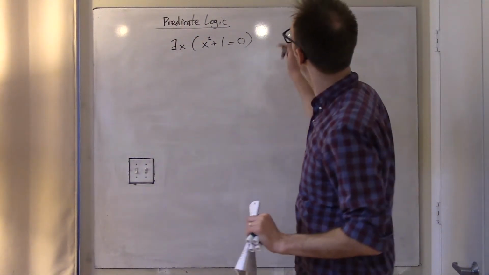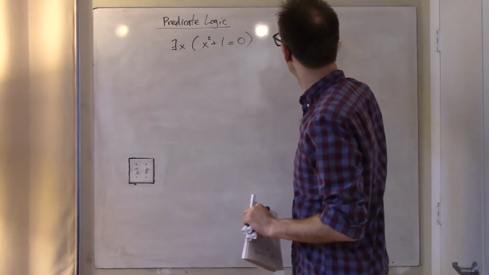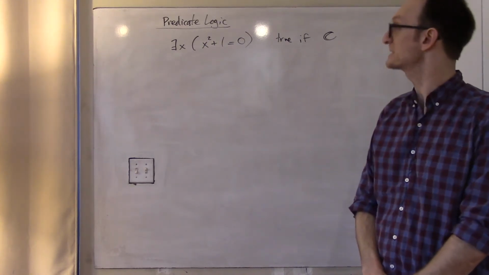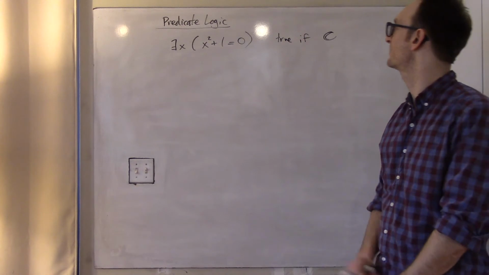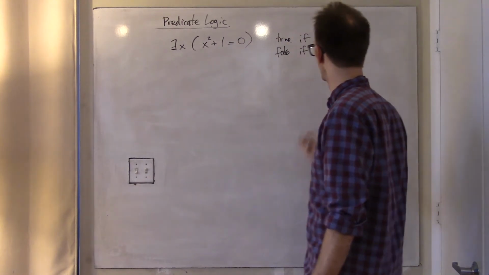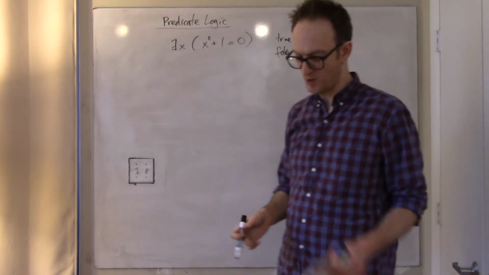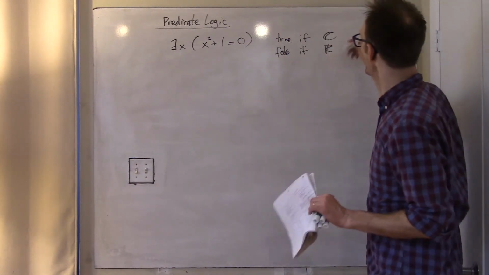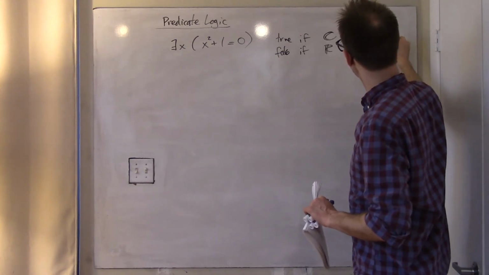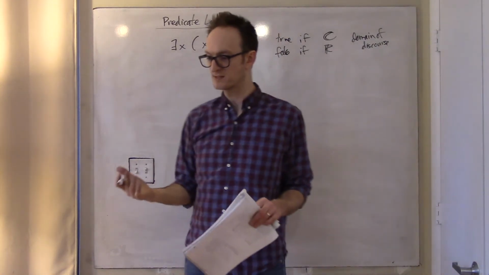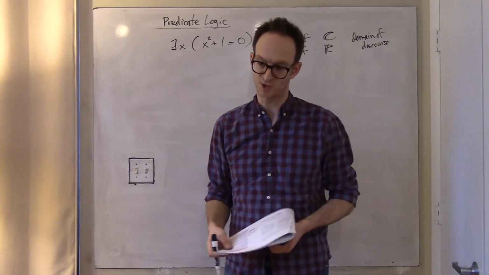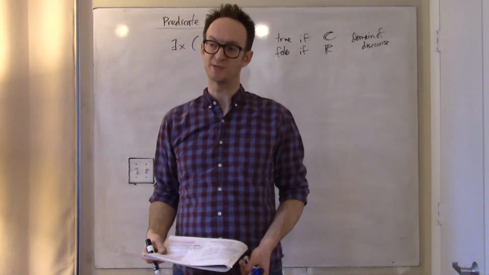Answer: it depends. This sentence is true if our world is the world of the complex numbers, because then x would be i, also negative i. But it's false if our world is the world of real numbers, because there's no real number which, when squared, is negative 1. This kind of thing is what's called a domain of discourse. A domain of discourse is a stipulated-in-advance universe of objects that we are agreeing are under discussion, and the quantifiers range over those objects.